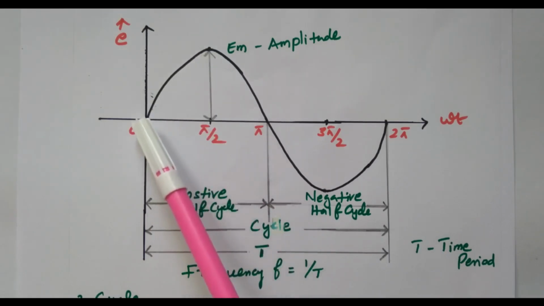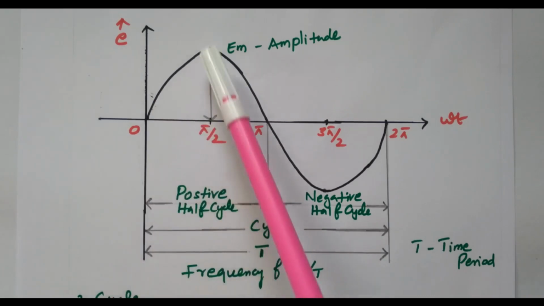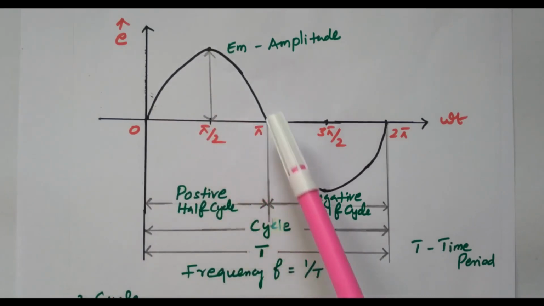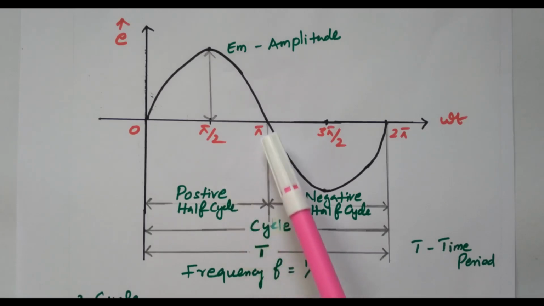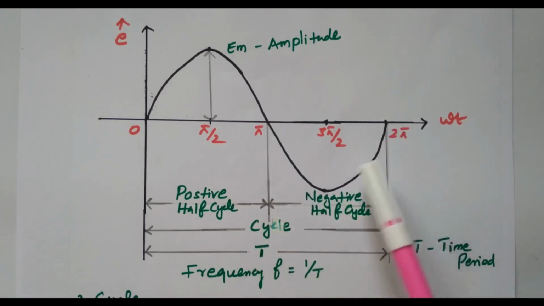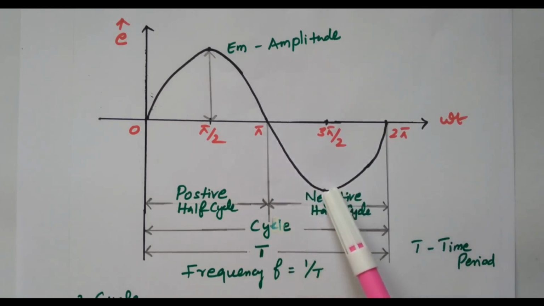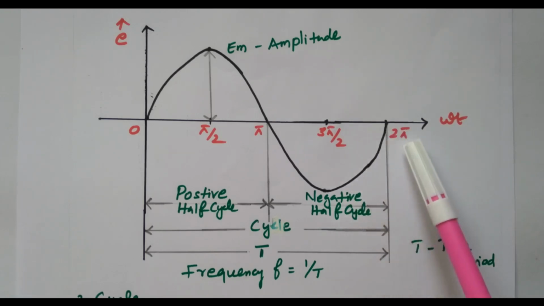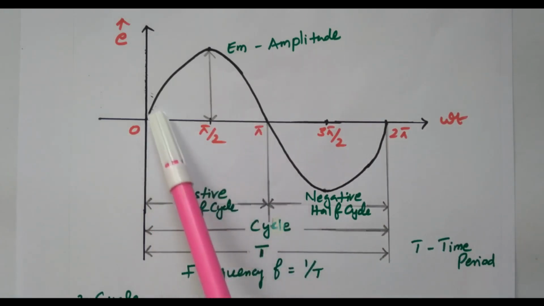In between it varies from 0 degree, 10, 20, 30, 40 like that. Thereafter again decreases and reaches 0 again at pi, 180 degree. Then the same thing is repeated in the negative cycle. Again the waveform increases in the negative region, reaches the maximum value, then decreases and reaches the 0 value at 2 pi, 360 degree. So from 0 to pi, 180 degree, the voltage is positive.